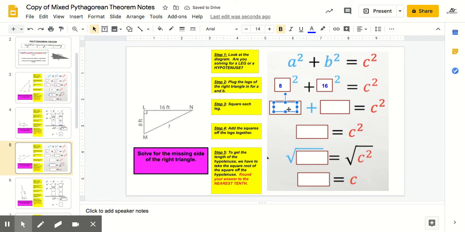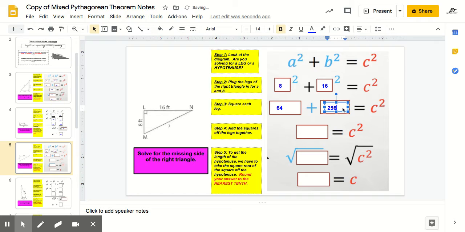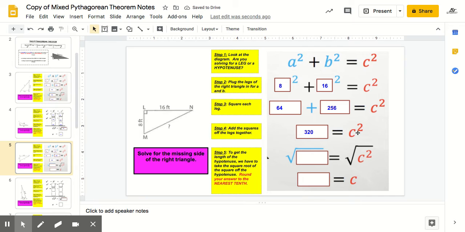Next step is to square both legs. 8 squared is equal to 64, and 16 squared is equal to 256. Then add these two numbers together. 64 plus 256 gives us 320. So we now have 320 is equal to c squared.